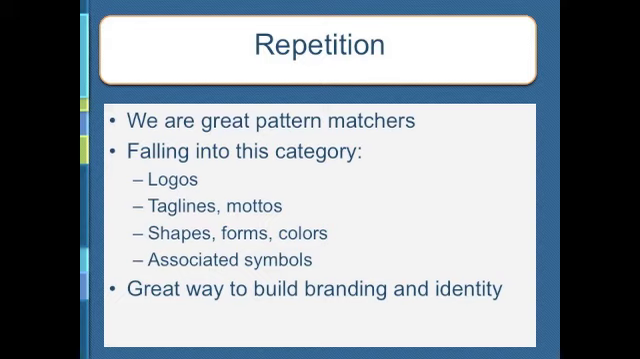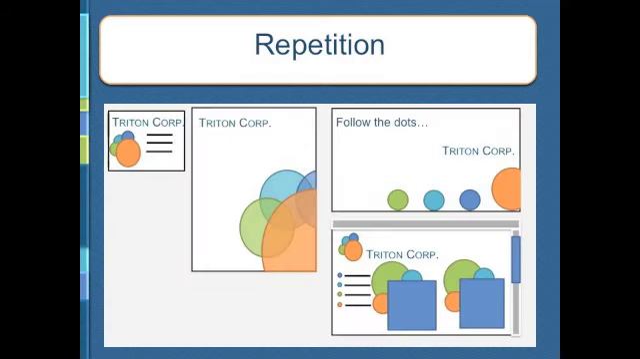So anything that falls into this category can include things like logos, taglines and mottos, shapes, forms, and colors, and any related sort of symbols along those lines. One last thing about repetition is it's a great way to build branding and identity, as we'll show in this next example. Okay, so looking at this image, what we see here is essentially using different identity elements to help, through repetition, create a consistency across multiple documents.